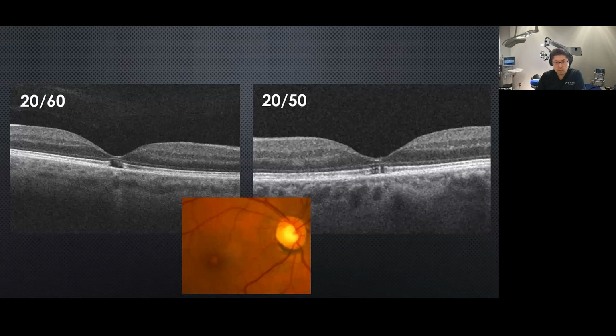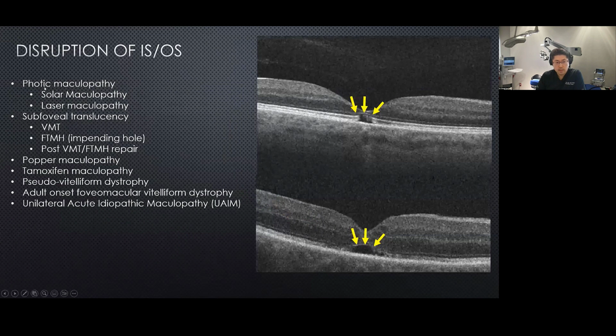Of course, the most common one being solar maculopathy, right? This is the one that most of us are familiar with, where someone looked at the sun, even if you wear your sunglasses, staring at an eclipse, and an eclipse is not safe, and it can often result in photic maculopathy. So this includes solar maculopathy, or even laser maculopathy, laser pointer induced maculopathy, which we see sometimes. And of course, what we previously discussed about subfoveal translucency, as you see in the bottom image.